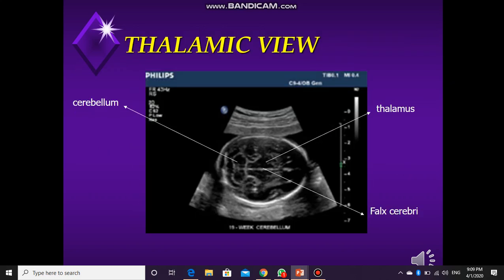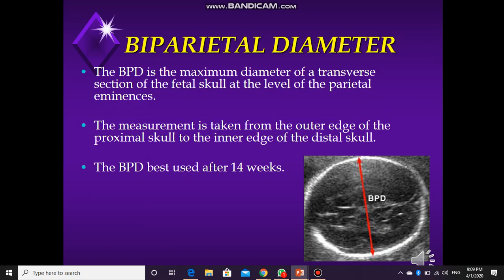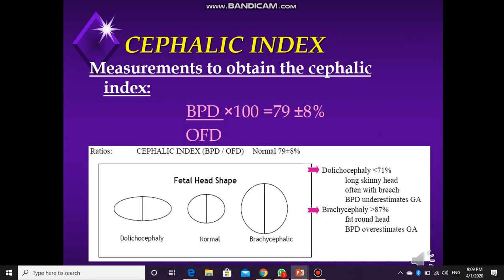In the thalamic view, you see the thalamus and the falx cerebri, and you also take the biparietal diameter in the midline crossing the falx. The biparietal diameter we measure by taking the outer edge of the proximal skull to the inner edge of the distal skull, and this is after 14 weeks.